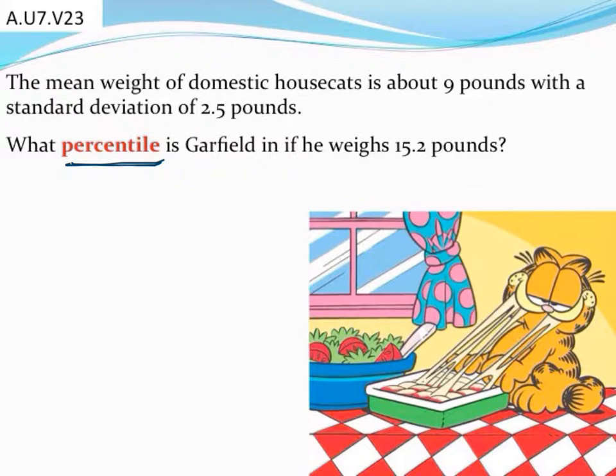So we're given a mean value. Remember, that's your mu value. We're also given a standard deviation. That's your sigma. And just like we've done before, we'll start by finding the z-score for this problem.